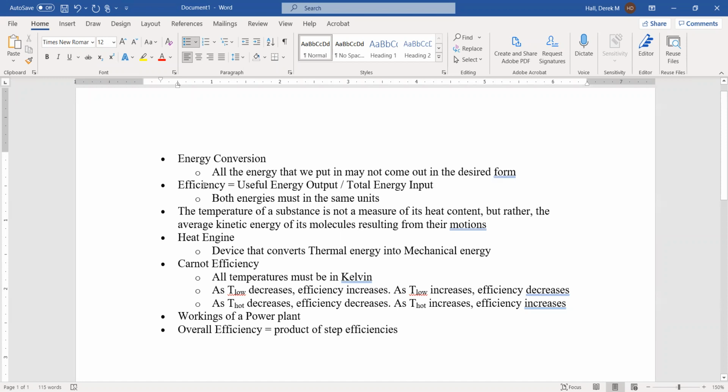An important thing to note when using this equation is that the energies should have the same units. So you can't put joules in here and then say quads or BTUs or calories in here, because the unit conversions will give you strange values for this efficiency. So it's really important when you use this to make sure that the units in both the top and the bottom match. Okay. Another important note is that temperature of a substance is not a measure of its heat content. That's actually something that's energy related, but instead it's the average kinetic energy of the molecules in their motion, okay?